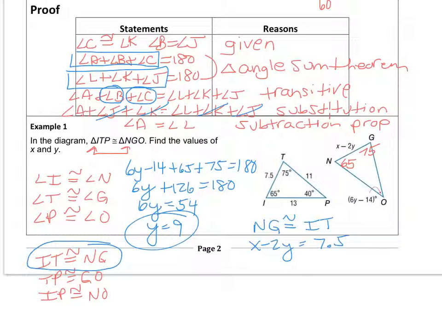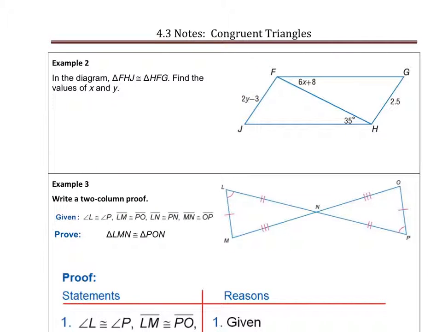I'm trying to solve for x, so I'm going to still have my x, but I'm going to subtract 2 times y, which is 18, and that's 7 5/10. I'm going to add 18 to both sides, and I think I get 25 5/10 for x. All right, let's keep moving.